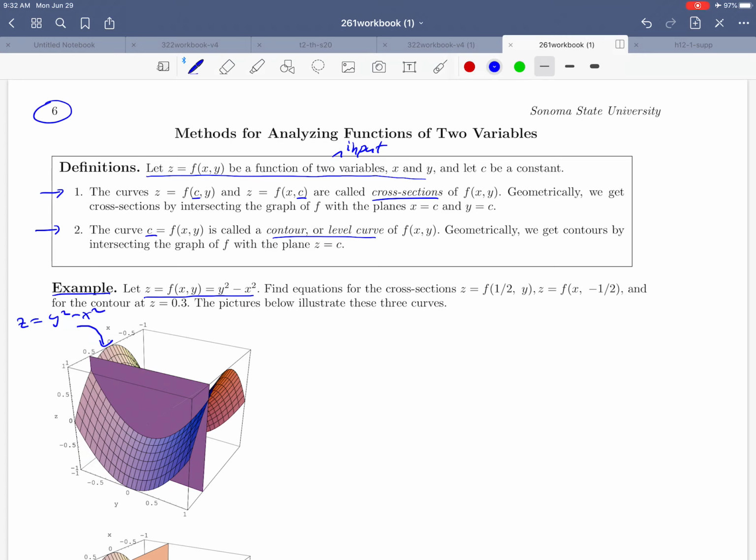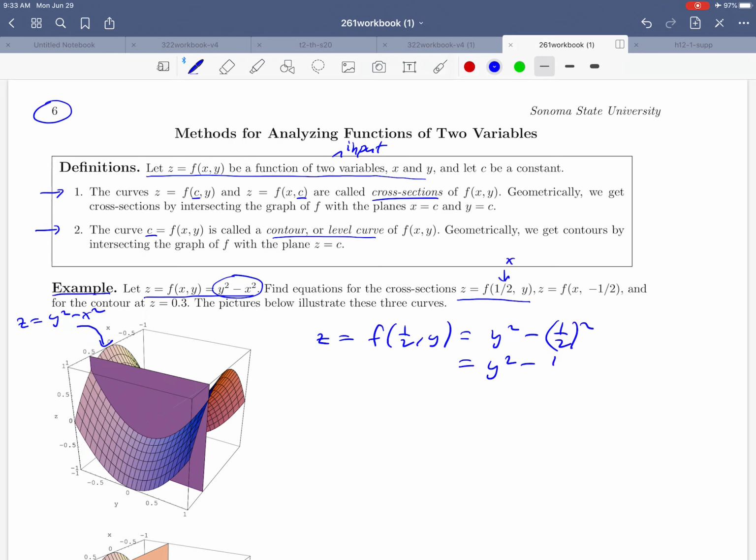What this example would like us to do is to start out by finding the equations for some cross-sections of that surface. In particular, we'll start with the cross-section z equals f of 1/2, y. All we're doing is taking 1/2 and substituting it in for x. So let's do that. f of 1/2, y. Remember, our formula for f is y squared minus x squared. So we're going to take x and replace it with 1/2, and ask, what do we get if we do the arithmetic there?